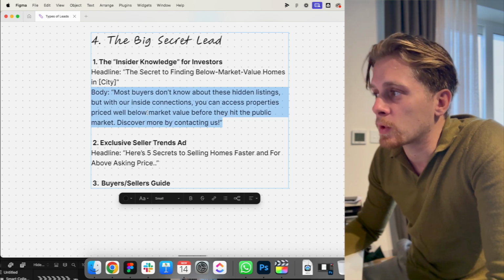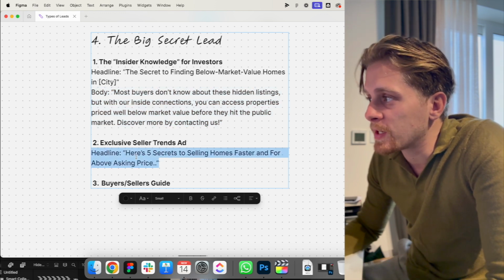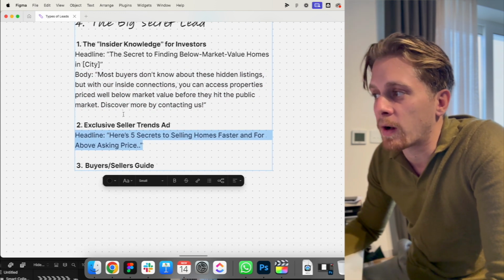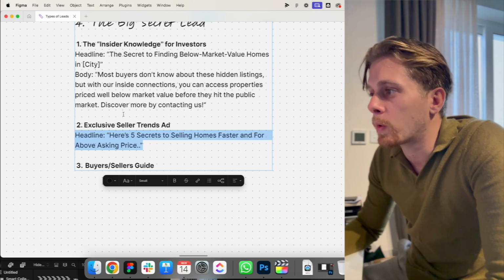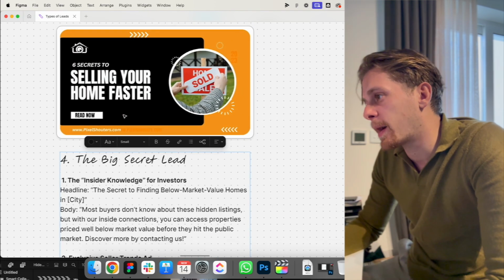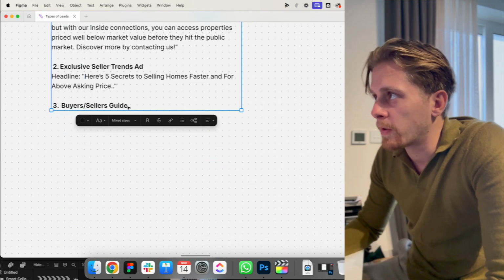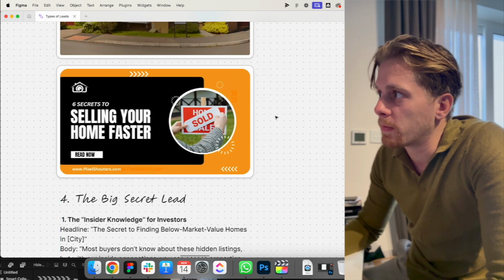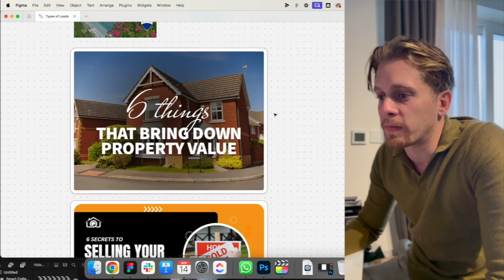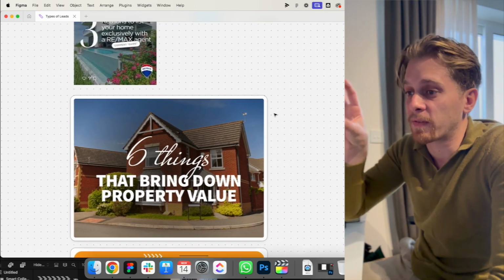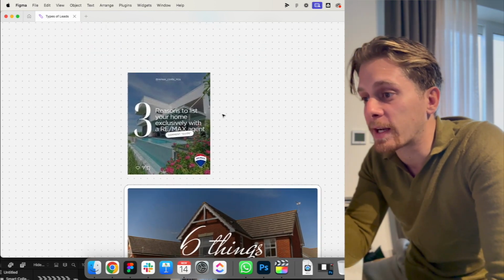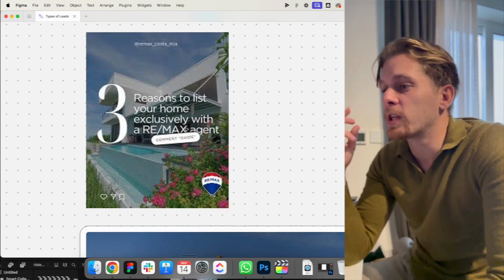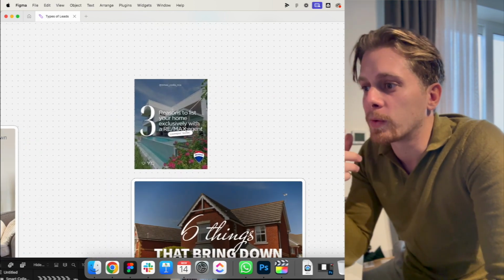Another one would be exclusive seller trends. Here's 5 secrets to selling your home faster and for above asking price. Another one would be buyer seller guides, or a buyer's guide or a seller's guide. Right? And it looks something like this. 5 secrets to selling your home faster. Read now. 6 things that bring down your property value, using scarcity and using fear. So if someone's thinking of selling their home and they see this, they're like, shit, let me click on it and find out what I'm doing wrong.